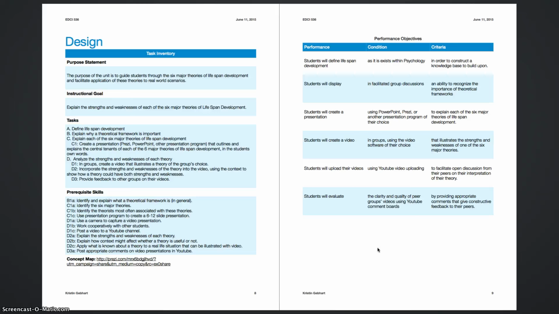The purpose of this unit was to guide students through the six major theories of lifespan development and facilitate application of these theories to real-world scenarios, so you can see that here. The instructional goal I chose for this project was to explain the strengths and weaknesses of each of the six major theories of lifespan development.